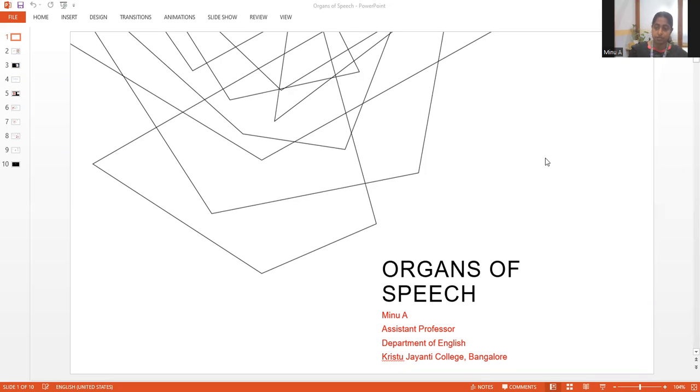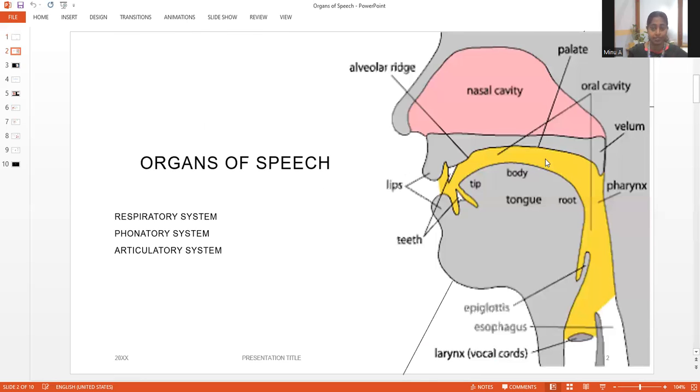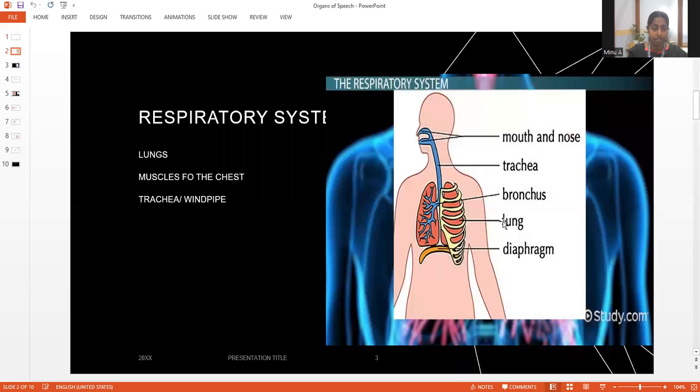The first system is the respiratory system. It is followed by the phonatory system, and the final one is the articulatory system. We are going to discuss each system in detail, starting with the respiratory system. Which are the organs involved in the respiratory system? It starts with the lungs, muscles of the chest, and trachea or windpipe.